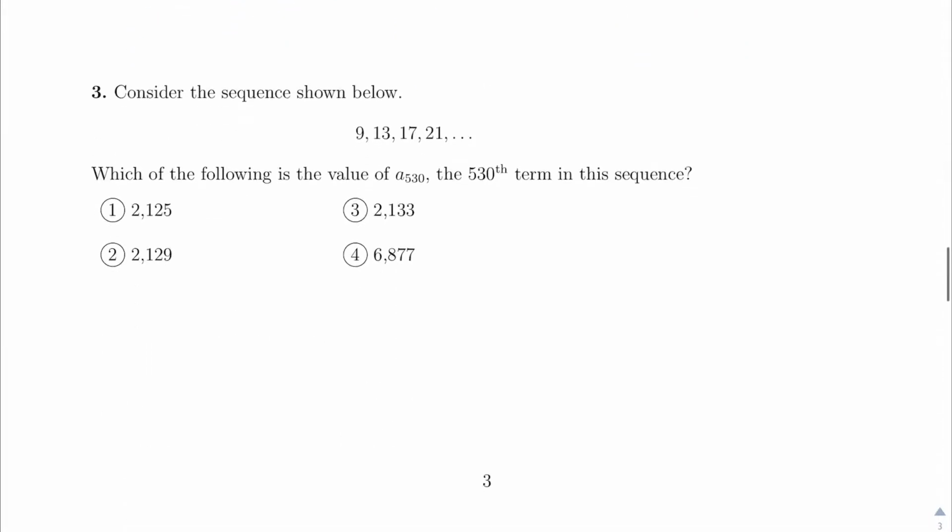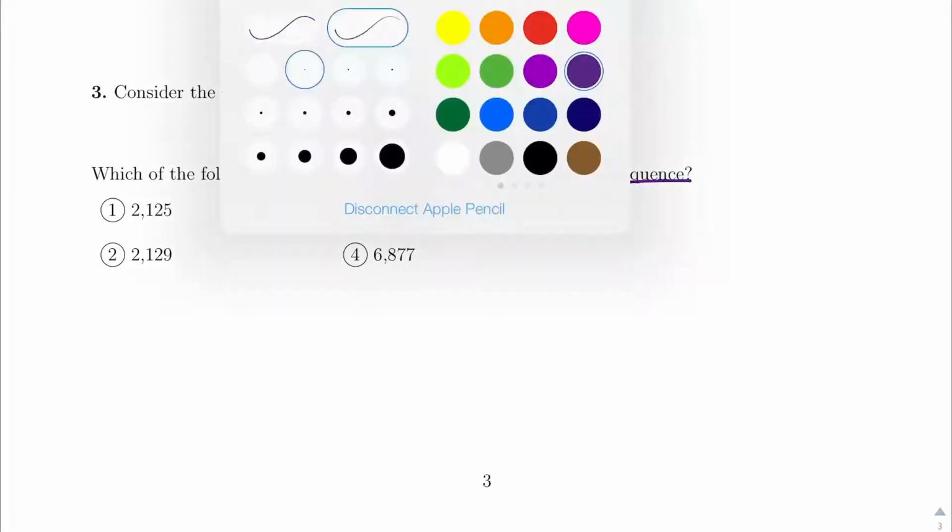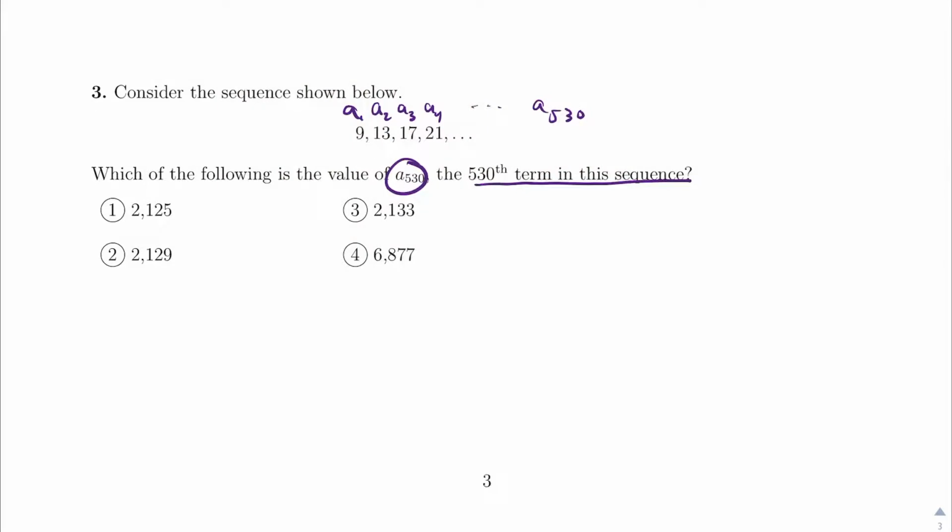Consider the sequence shown below. Which of the following is A530, the 530th term in the sequence? So here's A1, here's A2, here's A3, here's A4. Fast forward, we want A530. So thinking about this, it's a little bit complex to go all the way to 530.